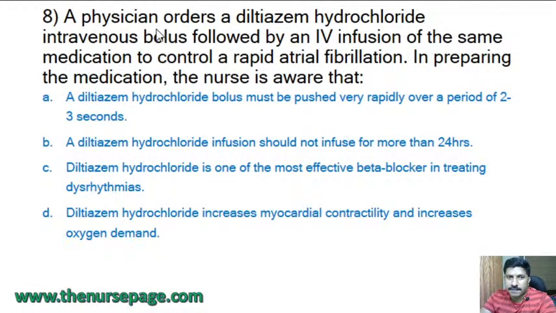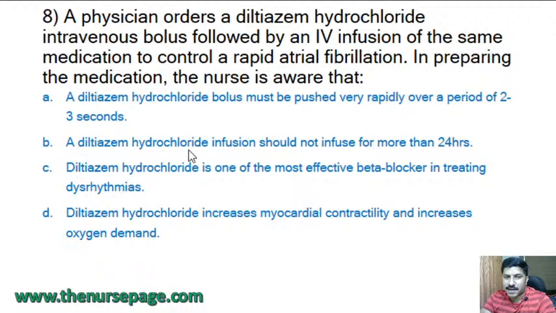Next question. A physician orders a Diltiazem hydrochloride intravenous bolus followed by an IV infusion of the same medication to control rapid atrial fibrillation. In preparing the medication, the nurse is aware that a diltiazem hydrochloride bolus must be pushed very rapidly over a period of 2 to 3 seconds.